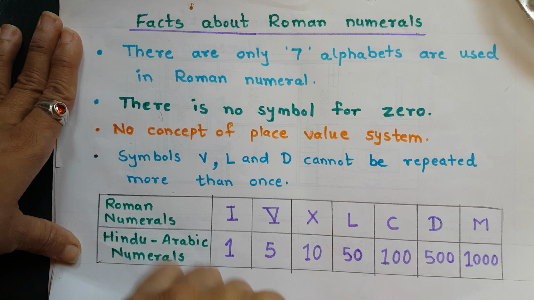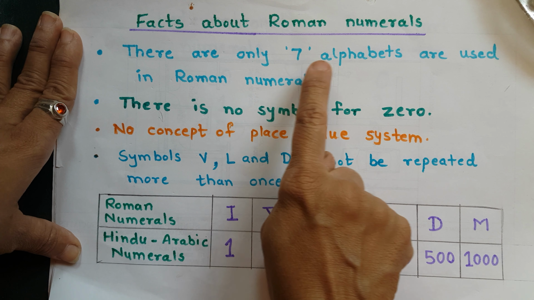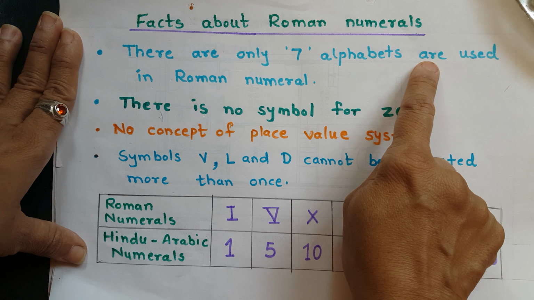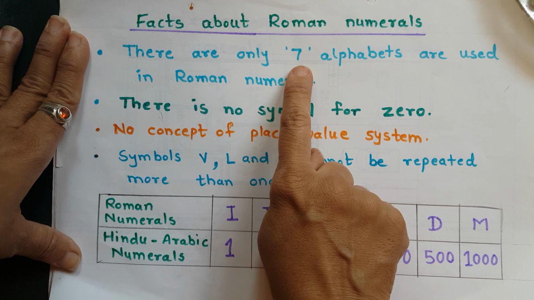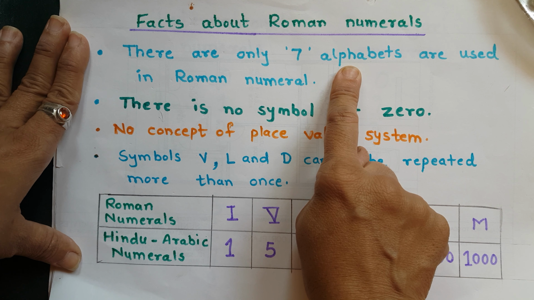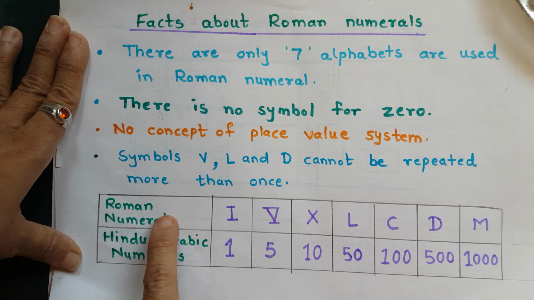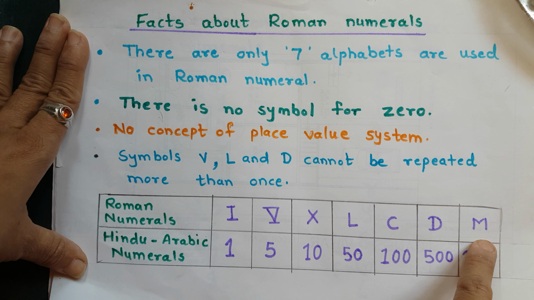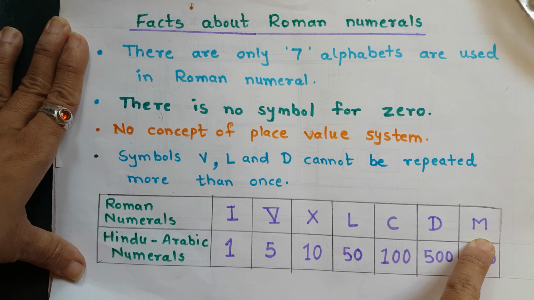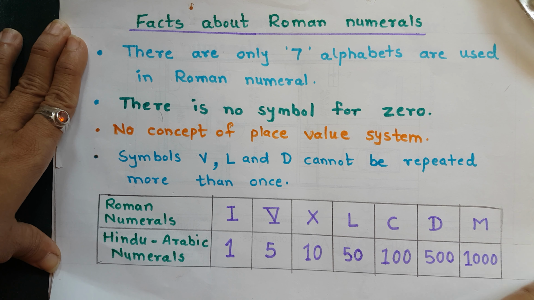Now let's start. There are only 7 alphabets which are used in Roman numerals. To write the Roman numbers we use only 7 English alphabets. Let's see which are they. Here I have made one chart, Roman numerals and Hindu Arabic numerals. The letters which are used are I, V, X, L, C, D and M. Only these 7 letters are used to write the whole Roman numerals.